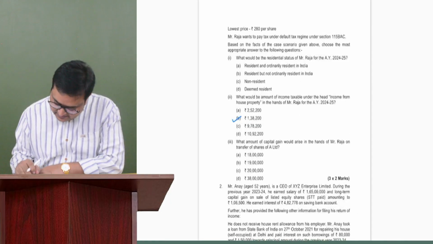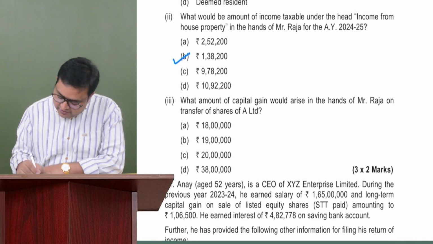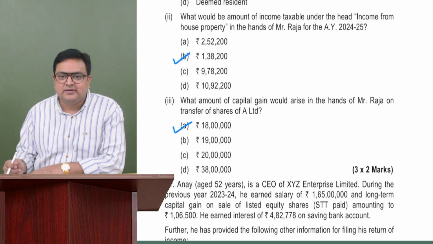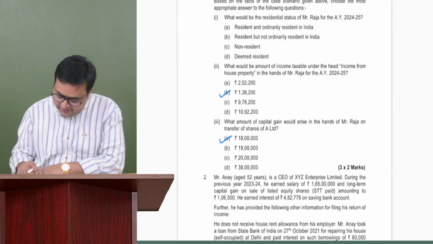What are they asking us? What is the amount of capital gain arising in the hands of Mr. Raja? 18 lakh rupees. Agree. So we got this amount also.